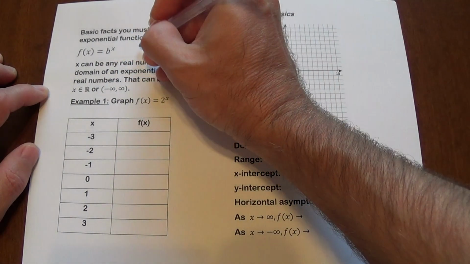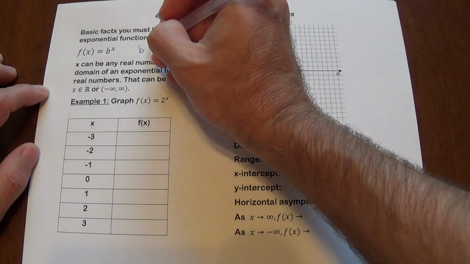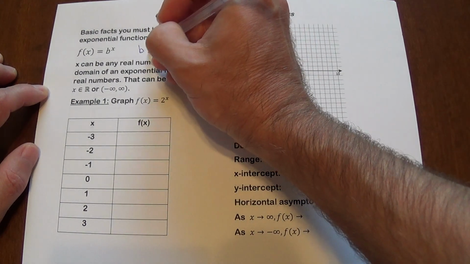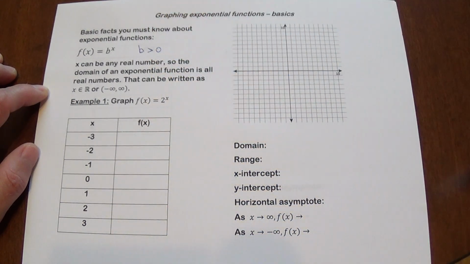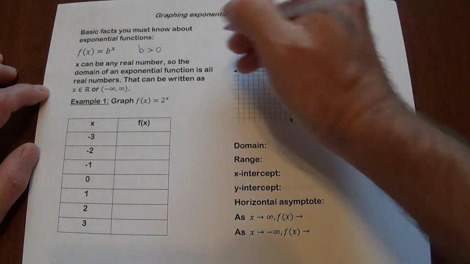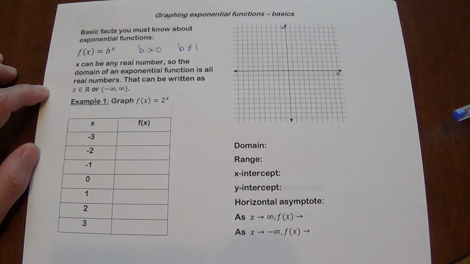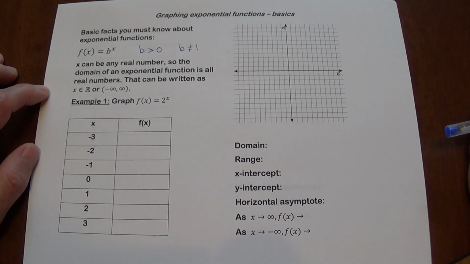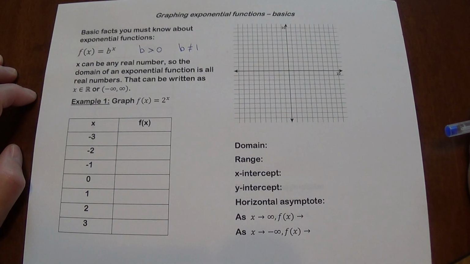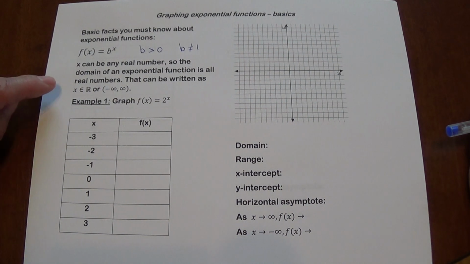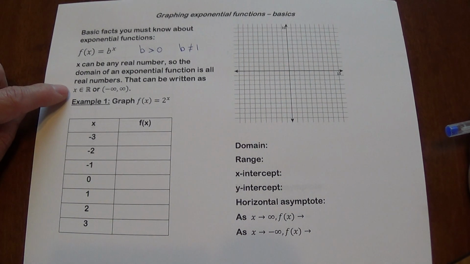We do want to recall that for exponential functions, b has to be greater than 0. We do not use negative values here. And we normally also say that b cannot be 1, otherwise you are not getting an exponential function. So x itself, the variable, can be any real number. So the domain of an exponential function can be written these two different ways.